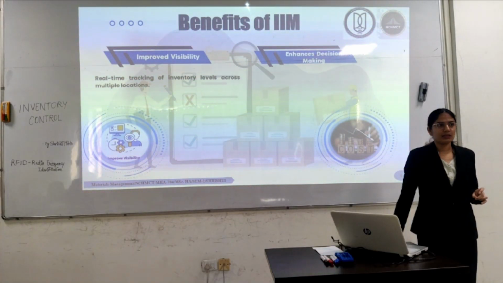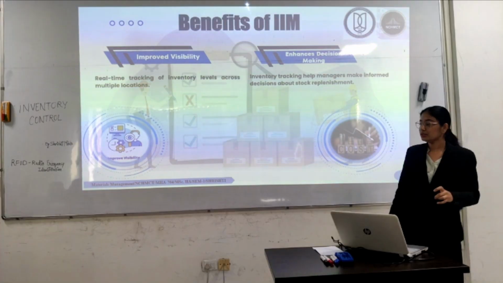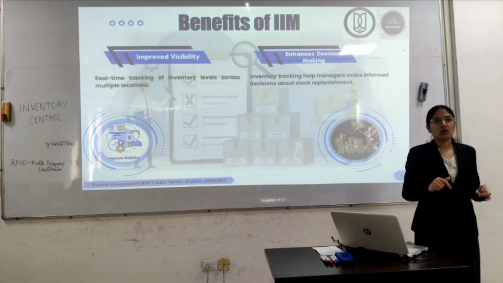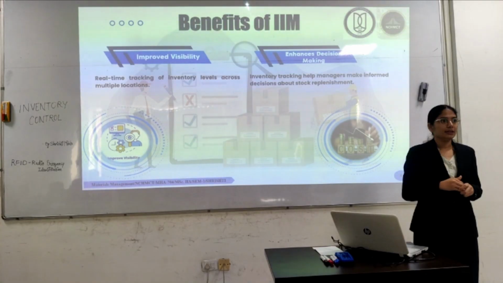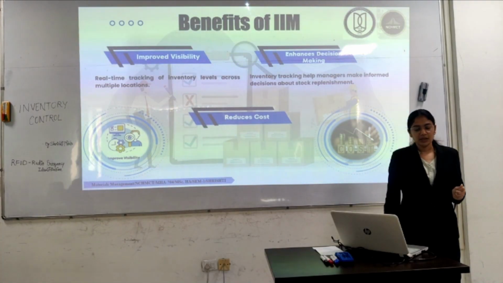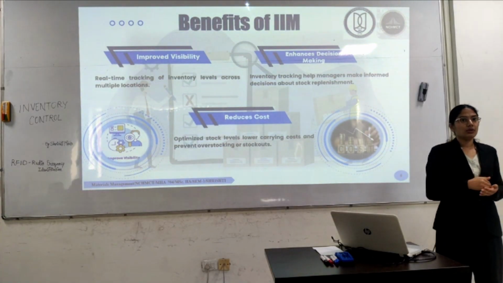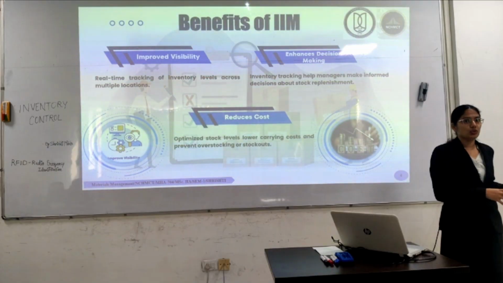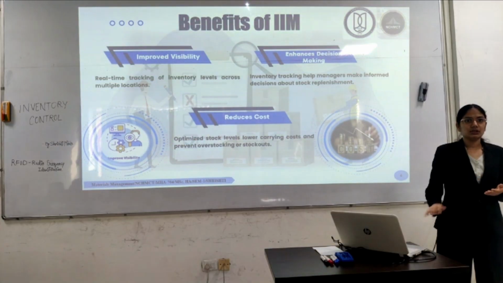Next is enhances decision making. So how does it enhance decision making? Inventory control helps managers know if a stock is outdated, or that stock doesn't need to be placed at that time or need not be purchased. So it enhances decision making. Then it reduces cost. So how does it reduce cost? If some items are overstocked, already in the store, or some items have gone obsolete, those items need not be purchased anymore. So this reduces cost.